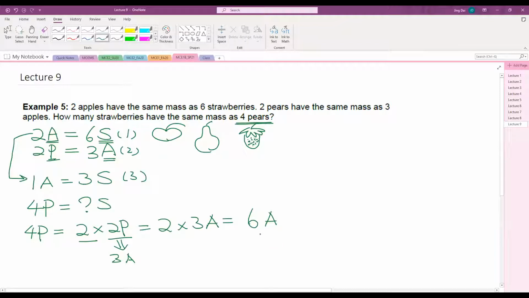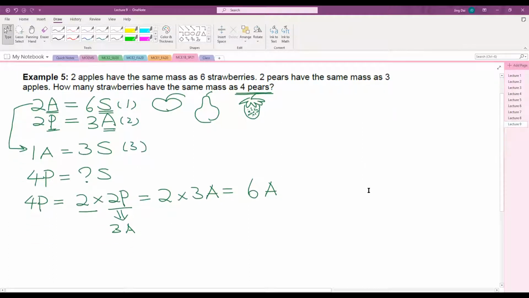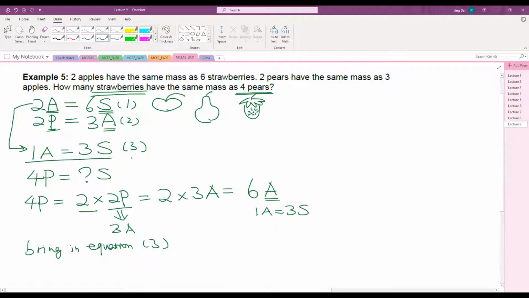And then what do we go from here? We can use the amount of pears equals apples to find how much strawberries it equals. So we can do 3 times 6 to find the answer, which equals 18. Then let's bring in equation 3, because we know one apple equals 3 strawberries from equation 3.